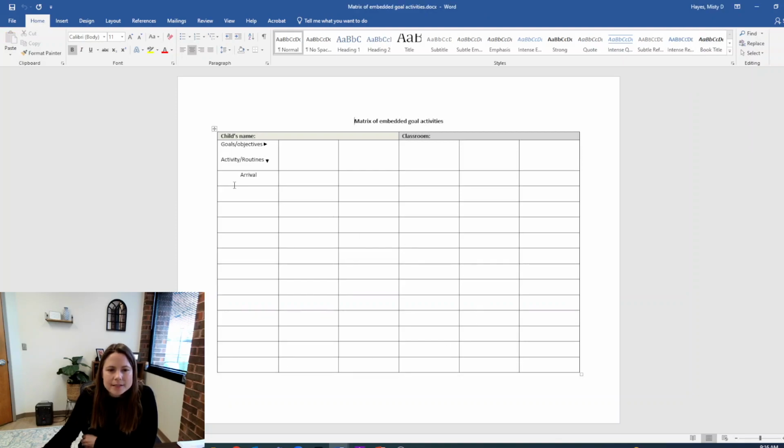So this will give you an example. You would put the child's name, the classroom, what their goals and objectives are. It'll make more sense when I go through it, but this is going to be based on the goals or objectives you have for that child, looking at their disability as well. And then your activities and routines would go here. Okay, so then you would put what those goals or embedded activities would be.